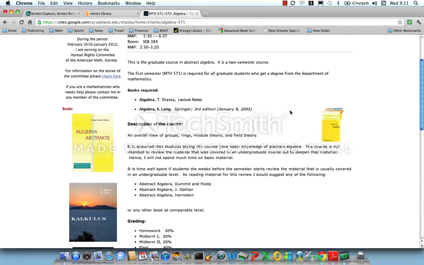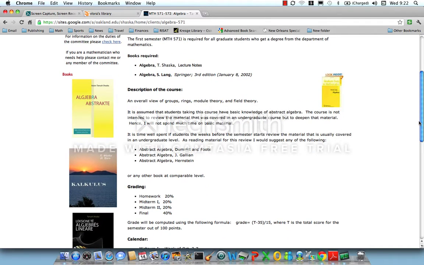These are the two books that will be required. The first one is our notes from myself, and this will be updated. This is still in the writing process, so they will be updated on a weekly basis. And the second one is a very famous book of Serge Lang by Springer. I picked the third edition because that's available on the market now, but it doesn't really matter to me whatever edition you have. If you have an older edition, that's fine too.